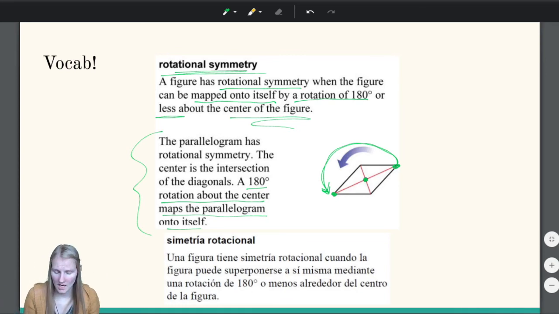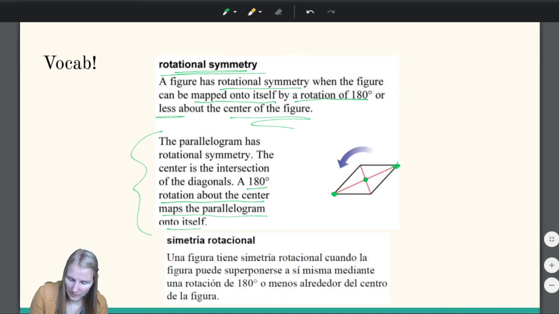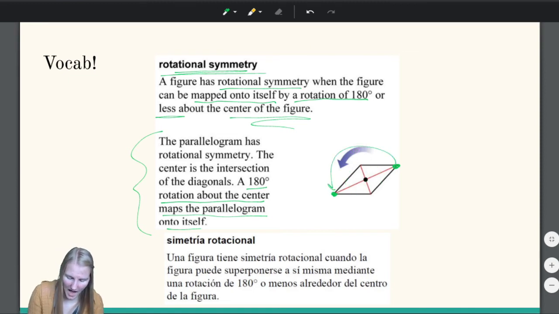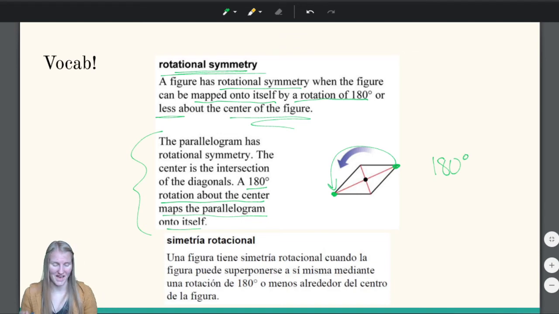If I flip this shape around 180 degrees, it looks exactly the same. If I only flipped it 90 degrees, well, it wouldn't look the same. Then it would look like this, right? And that doesn't look exactly the same. But when I flip it 180 degrees, it does look exactly the same. So, it has rotational symmetry with 180 degrees.